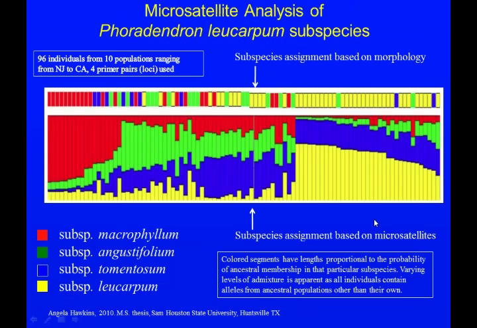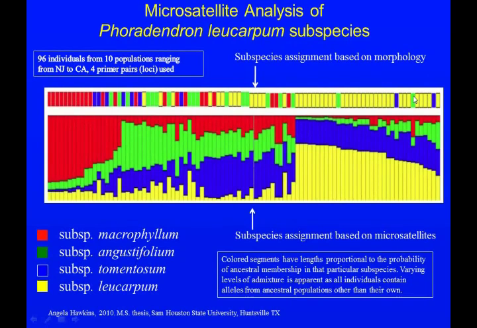But Angela went on and actually looked at microsatellites, another form of analysis using very rapidly evolving DNA. What she has here is the results from looking at 96 individuals from 10 populations, collected from New Jersey all the way to California, and looking at basically 4 loci, 4 primer pairs in the microsats.